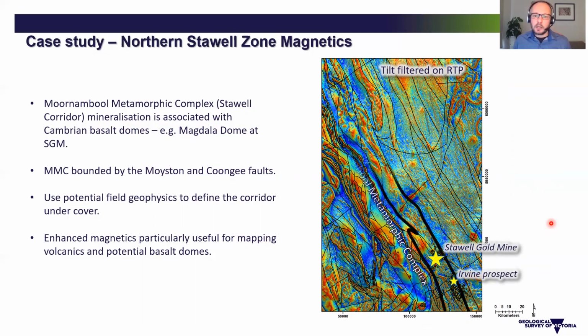And using the magnetics, we can map out the boundaries of the Stawell corridor, the Murrumbul metamorphic complex, fairly well. And interestingly enough, in the magnetics, I think there's a whole bunch of interesting looking features, potentially mapping out basalt domes and the volcanics themselves.